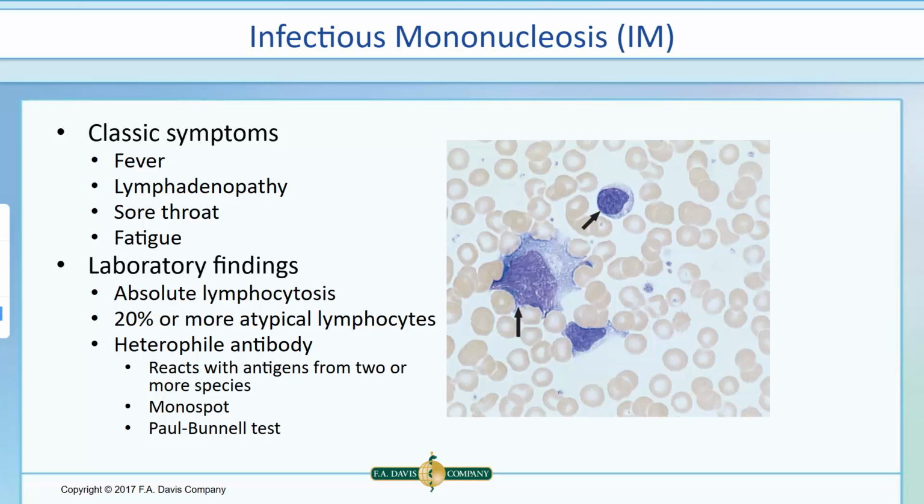Mono, or infectious mononucleosis, IM. Classic symptoms: fever, lymphadenopathy, sore throat, fatigue. Laboratory findings: absolute lymphocytosis, 20% or more atypical lymphocytes, heterophile antibodies. It reacts with antigens from 2 or more species. The monospot and the Paul-Bunnell test are performed.